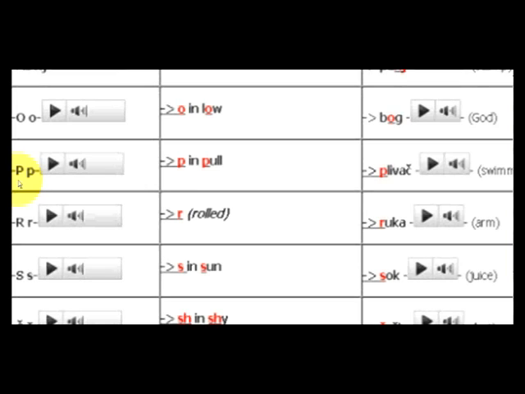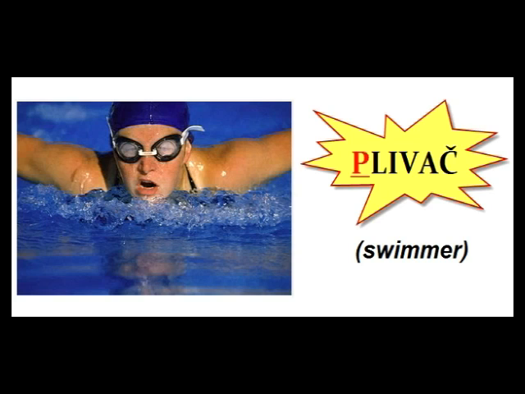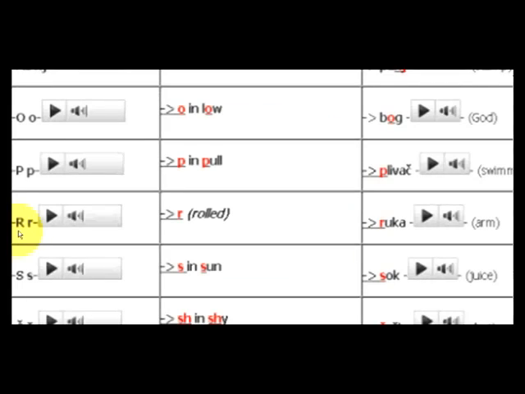P. Veliko slovo P. Malo slovo P. P as in pull. P. In Croatian a little bit stronger than English P. Plivač.